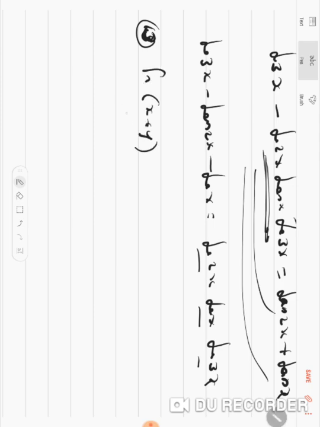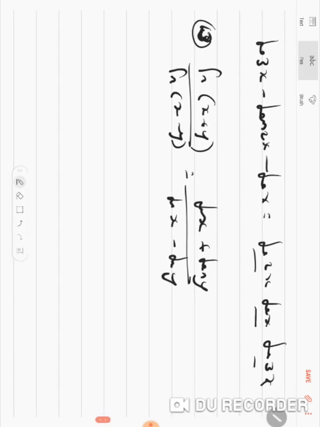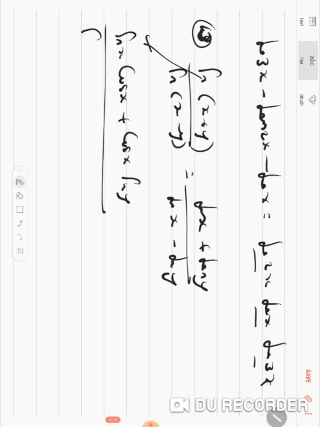Sin(x plus y) by sin(x minus y), you have to prove it to be equal to tan x plus tan y by tan x minus tan y. Okay, so how do we prove that? Sin(x plus y), let's just expand this. Sin x cos y plus cos x sin y by sin x cos y minus cos x sin y.